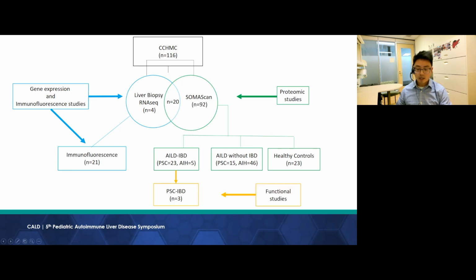For aim 3, we used peripheral blood mononuclear cells, or PBMCs, from 3 children with PSC-IBD to test the function or interaction of the relevant proteins identified from our proteomic studies on the expression of pro-inflammatory cytokines.